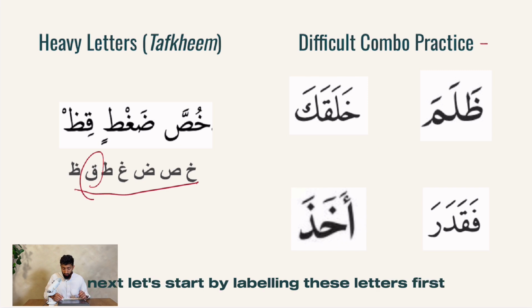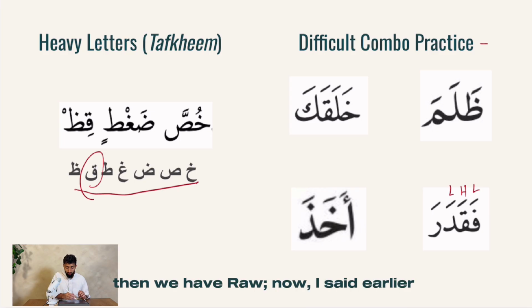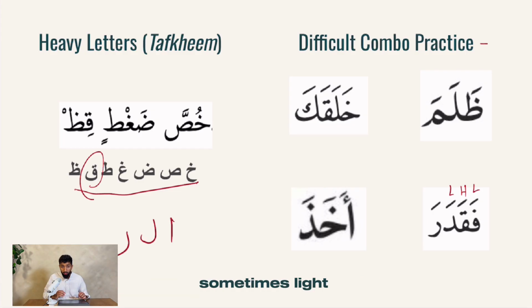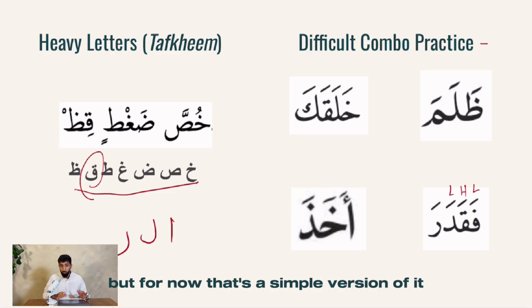Next, let's start by labeling these letters first. So we have fa, light, then we have qaf, heavy, then we have dal, and then we have ra. Now, I said earlier, alif, lam, ra are sometimes heavy, sometimes light. Ra with fatha or dhamma is heavy, and with kasra it's light. Ra has a whole set of rules on when it's heavy and light, but for now, that's a simple version of it.